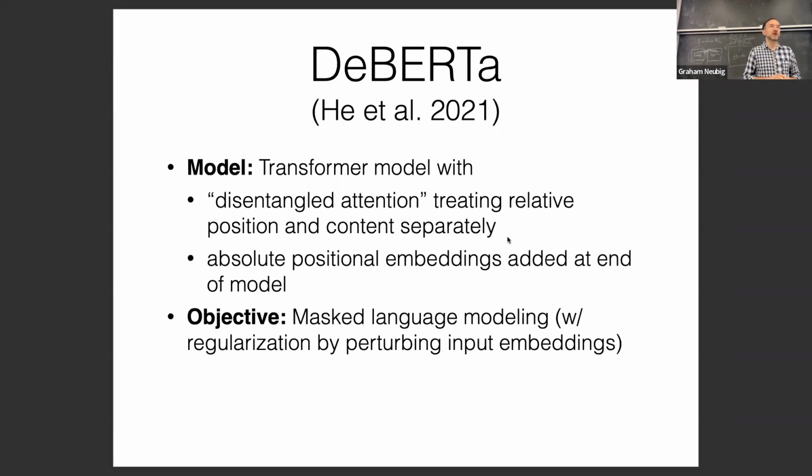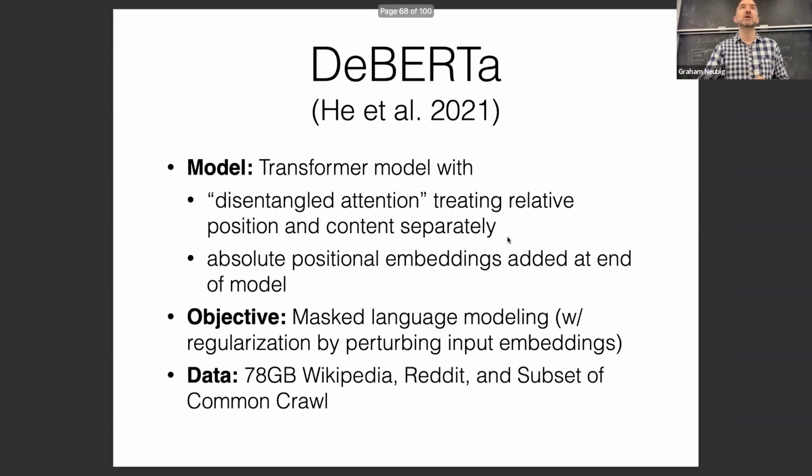They also have masked language modeling. They add regularization by perturbing the input embeddings to basically make it harder to do the prediction. And then, as is the common story, they trained on more data and a bigger model, and it works better. So they do demonstrate that there's some gain, not just due to that, but also due to the modeling innovations. But you know, more data, bigger model is generally a good idea.